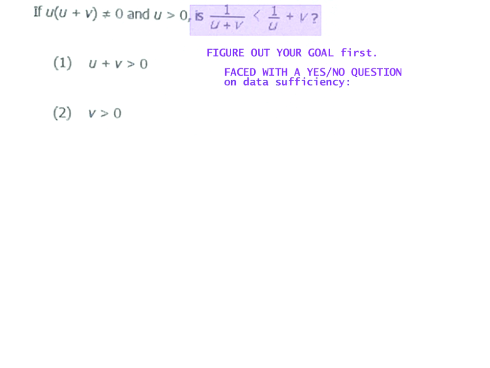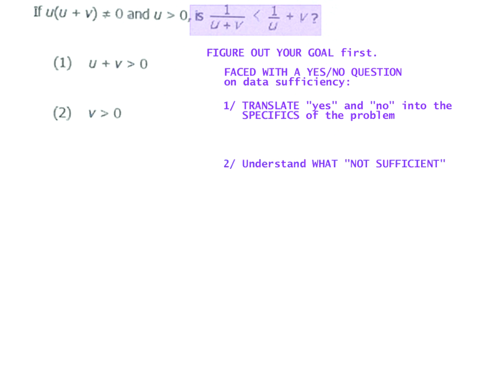What you should do, the first thing you should do, is translate yes and no into the specifics of the problem. Like the actual things that are in the problem, so the U's and V's and stuff like that. Once you have that, then you should understand your goal. Or first understand what not sufficient and sufficient mean. And then after that, understand your goal, which is always the same goal, but you still got to understand what it is. So in this case, yes and no.